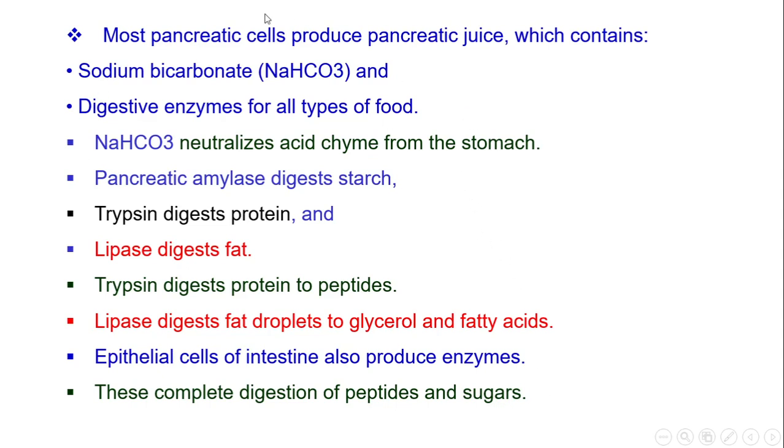As you see, the pancreas produces many enzymes that digest all kinds of food macromolecules like proteins, carbohydrates, and fats. Thank you.